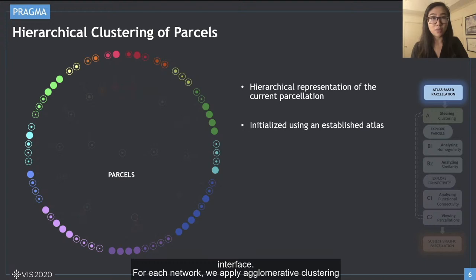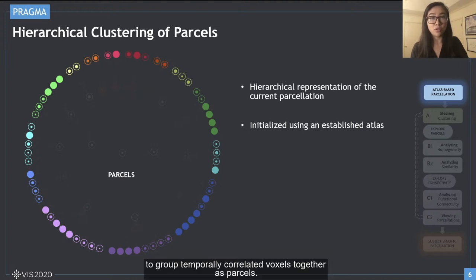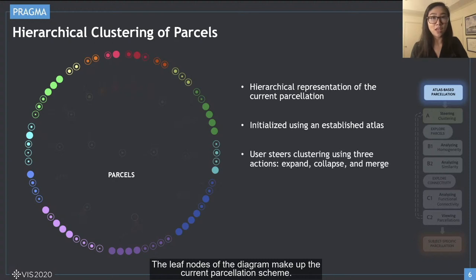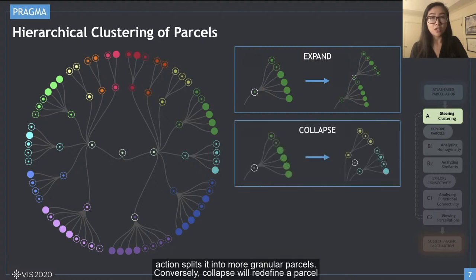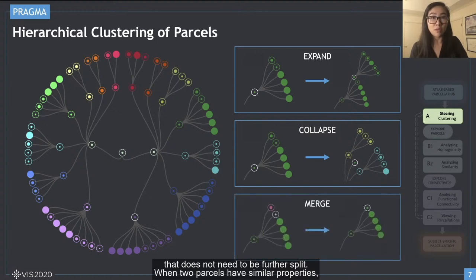For each network, we apply agglomerative clustering to group temporally correlative voxels together as parcels. The leaf nodes of the diagram make up the current parcellation scheme. From here, the expert can steer clustering with 3 actions: expand, collapse, and merge. When the parcel has low similarity, the expand action splits it into more granular parcels. Conversely, collapse will redefine a parcel that does not need to be further split. And when 2 parcels have similar properties, they can be combined using the merge action.